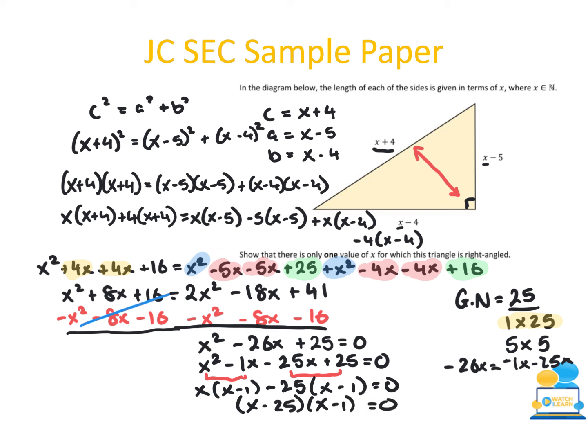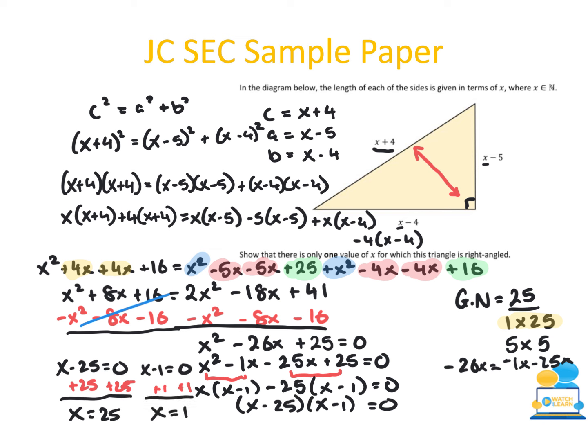Now to solve those, I'm going to put them both equal to 0. So we've got x minus 25 equals 0 and x minus 1 equals 0. So getting the x by itself, I'm going to add 25 onto both sides here, which gives me x is equal to 25. And finally, if I add 1 on here, that gives me that x is equal to 1.